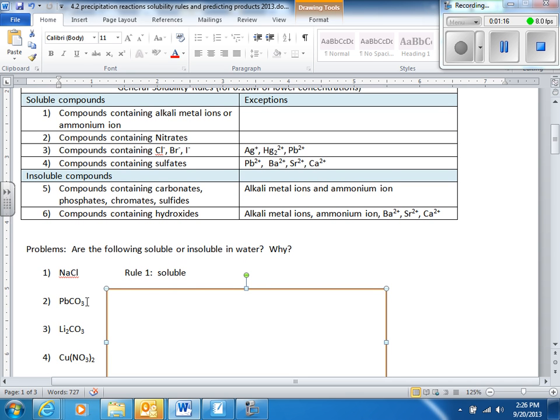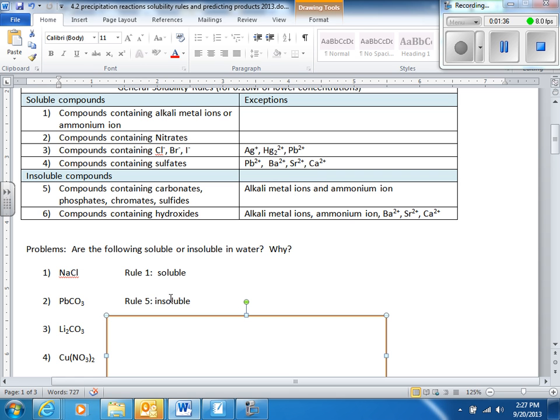All right, lead carbonate. So let's see, there's nothing in here about lead or carbonate. Oh, here we go, carbonate, right there. Carbonates are insoluble except with alkali metals and ammonium, but lead is not an alkali metal. So this one would be insoluble. You try the rest on your own. I'm going to go through them, but you should pause this and try these right now. So I'm going to keep talking. You can just go right through it if you've got the right answers.